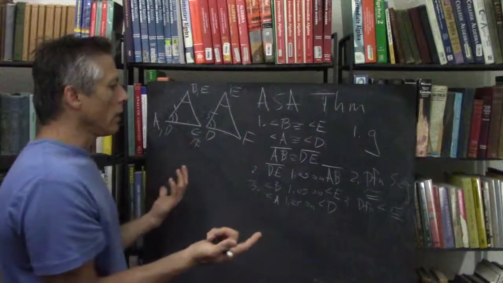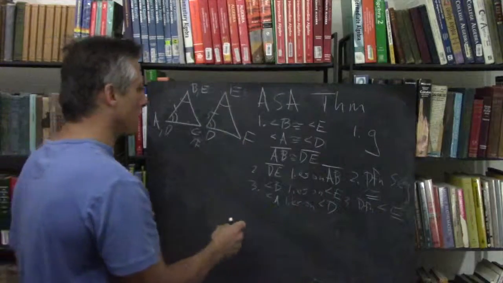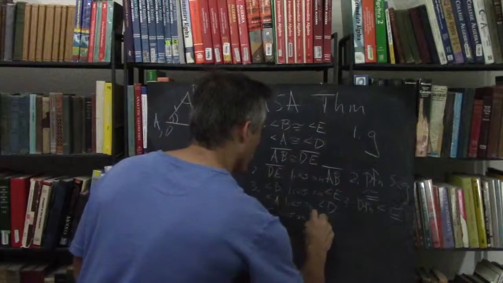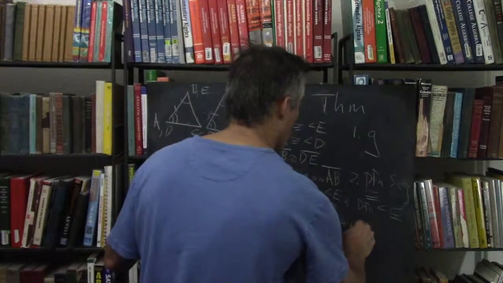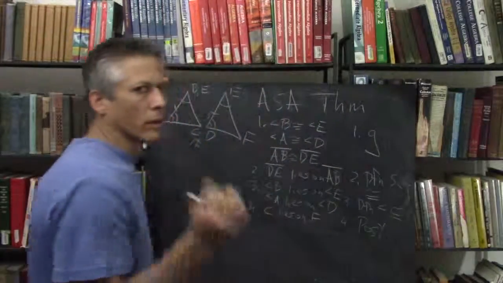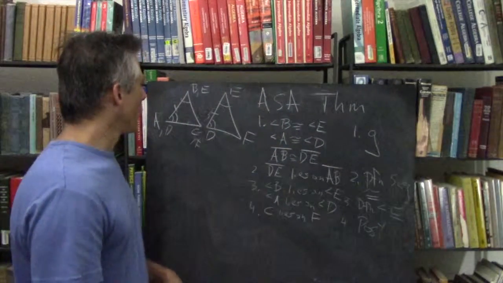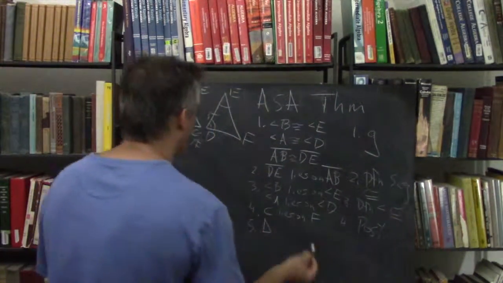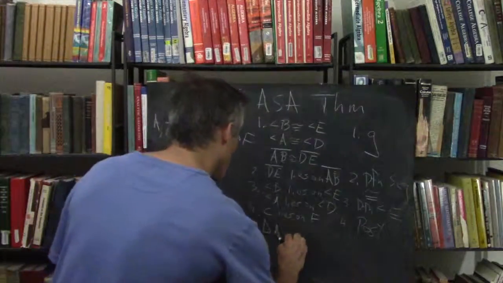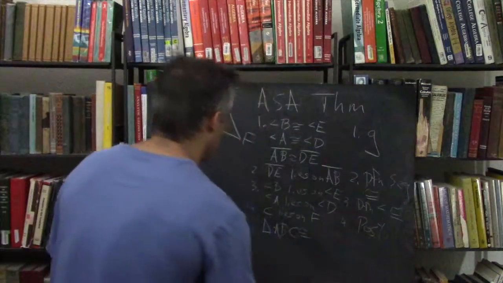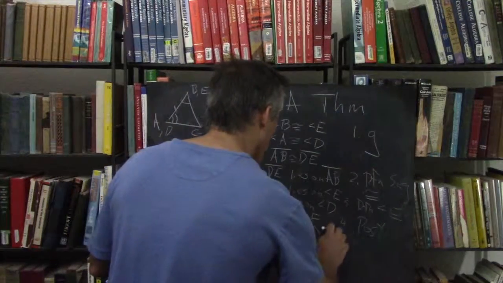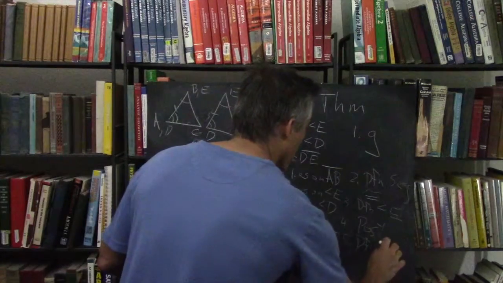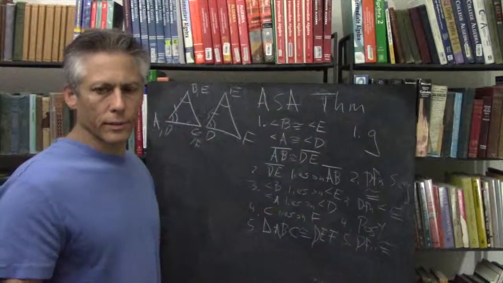And so then, again, we made the triangles overlap. So C lies on F. And that's a postulate. It's one of the earlier ones in the book. And therefore, the triangles lie on top of each other. So, triangle ABC is congruent to triangle DEF. And that's the definition of congruence.